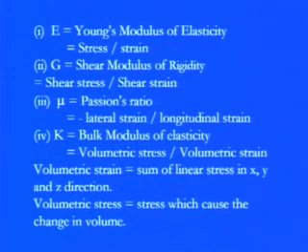So, stress by strain always gives you Young's modulus of elasticity, shear stress divided by shear strain gives you the shear modulus of rigidity, and volumetric stress divided by volumetric strain gives you the bulk modulus of elasticity. Volumetric strain is equal to the sum of the linear strains in the corresponding X, Y, Z directions, because we are trying to capture the deformation in all three mutual directions under the effect of any loading.